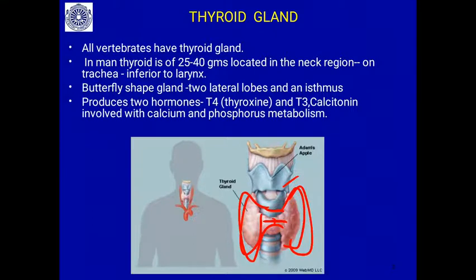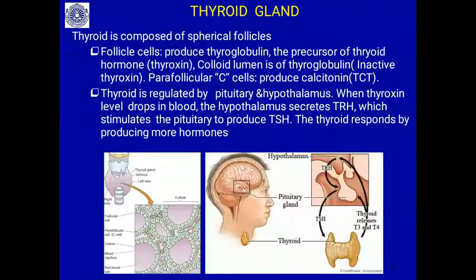This gland produces two hormones. Thyroxine circulates in two forms, T4 and T3. Another hormone is calcitonin, which is involved in calcium and phosphorus metabolism, whereas thyroxine is the hormone of metabolism. It regulates all types of metabolism. The thyroid is composed of spherical follicles.